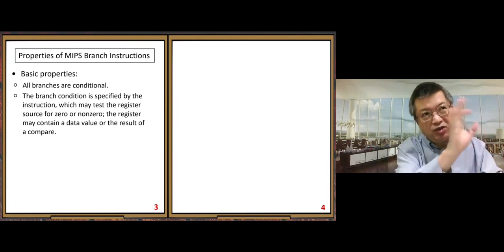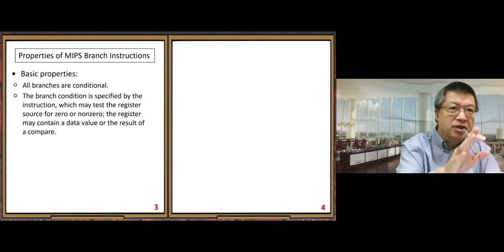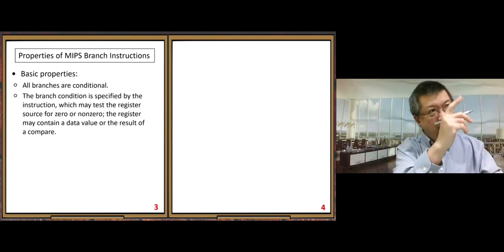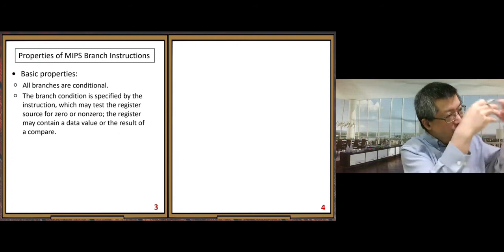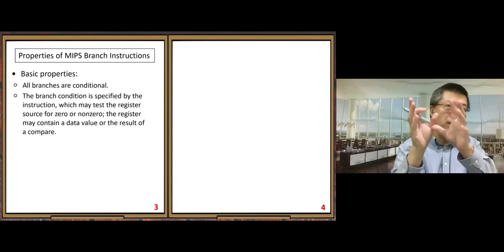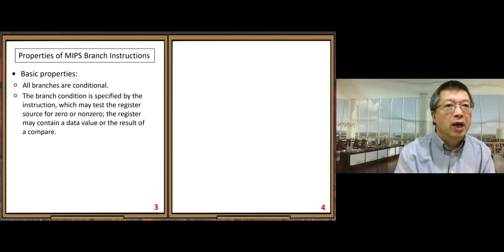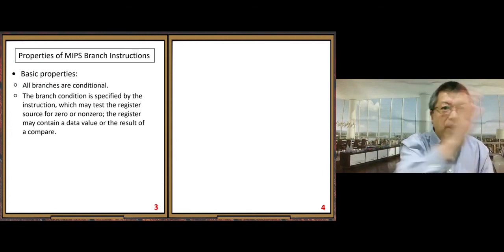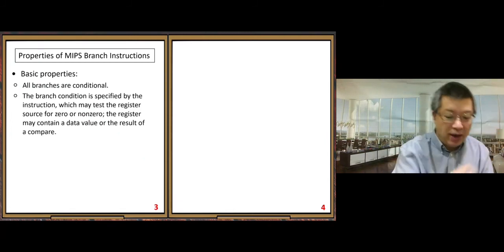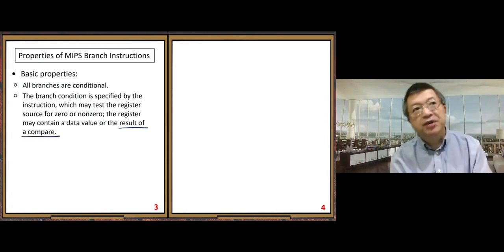So the branch condition is specified by the instruction. Here are the cases, in which the instruction may test the register source for 0. So one possibility, the value stored in a register source location, you want to test, compare it with 0, equal or not equal. That's one case. Another case, the register may contain a data value or the result of a compare. So what's the result of a compare? True or false, right? Sometimes you can do this way.